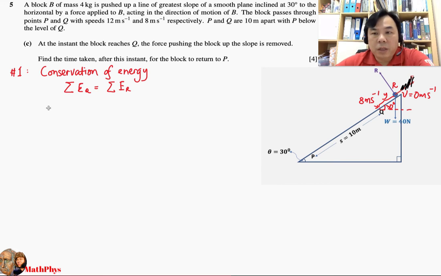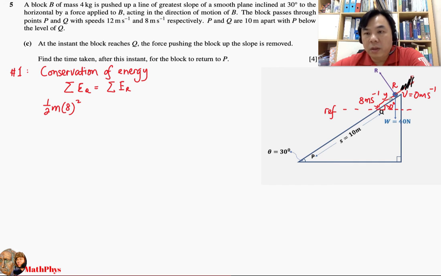So total energy at Q here. This time, instead of using this as a ground, which is a bit troublesome to work with, we will use this as a reference. Now bear in mind the reference ground is basically up to you to set up. So if you say that this is your ground, then the only energy that the block B has is kinetic energy. So I'll write that down as half m u square, which is 8 square in this case. And then since this is our reference ground, there is no gravitational potential energy.